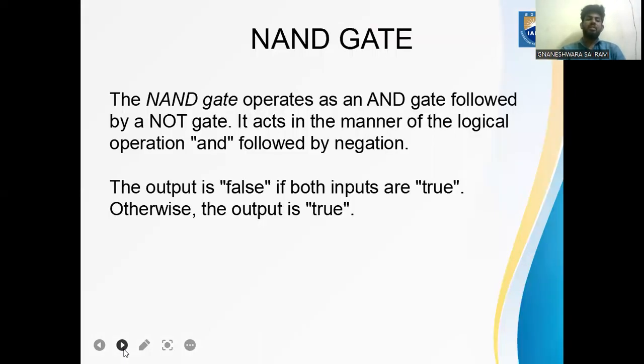NAND gate. The NAND gate operates as an AND gate followed by a NOT gate. It acts in the manner of the logical operation AND followed by negation. The output is false if both inputs are true. Otherwise, the output is true.